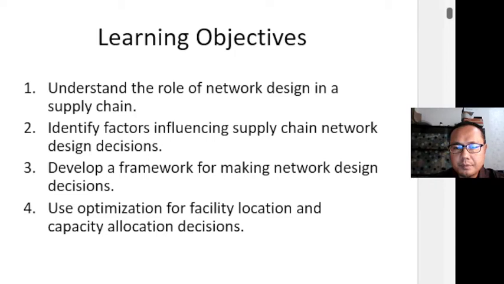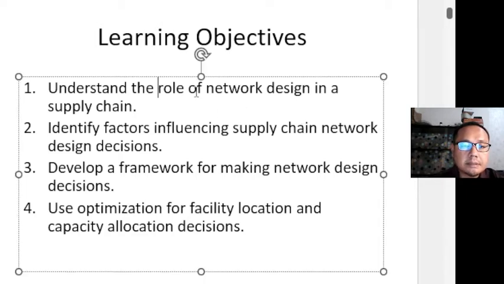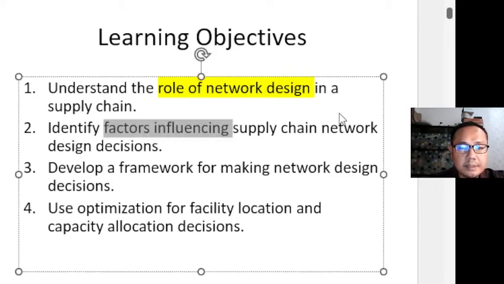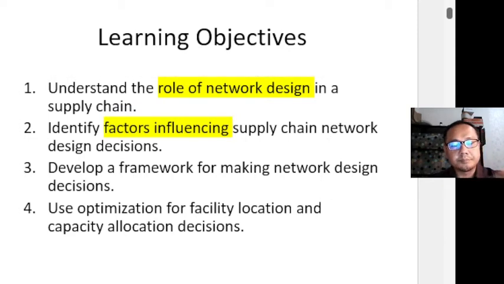For today's discussion, we have to understand the role of network design in the supply chain, and then identify factors influencing supply chain network design decisions, and then develop a framework for making network design decisions. Then use optimization for facility location and capacity allocation decisions. Okay.